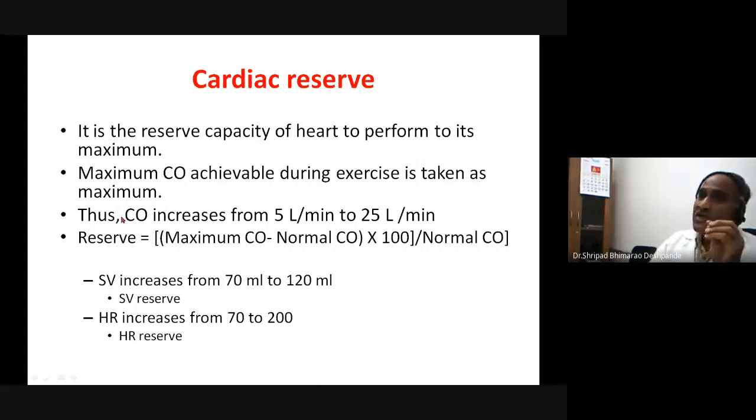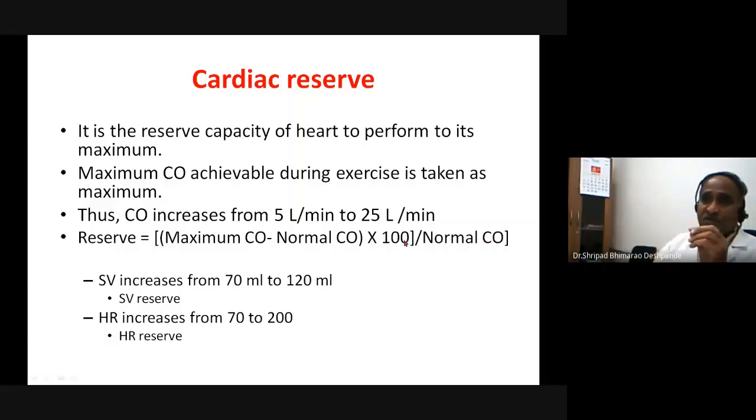So normally we have a cardiac output of 5 liters per minute. Now during severe exercise, the cardiac output increases to 25 to 30 liters per minute. I have written here 25 to 30 liters per minute. Cardiac output may go as high as that, and this is considered the maximum. Now what I have done here, the cardiac reserve is equal to the maximum cardiac output, that is 25 liters here, and the normal cardiac output is 5. 25 minus 5 divided by the normal, which is 5, that is 400%.